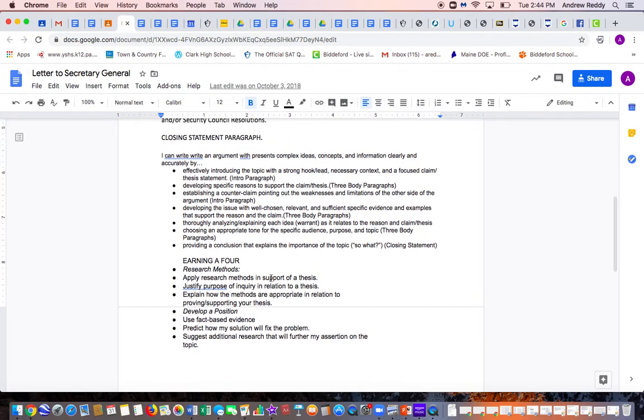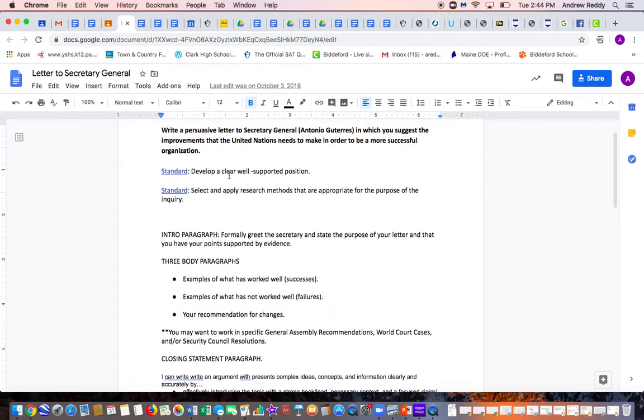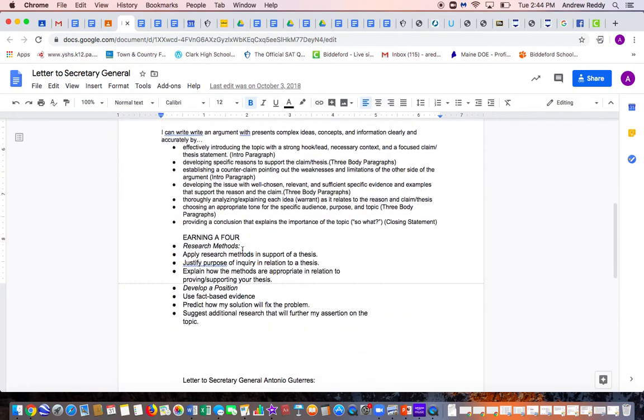Now, as far as earning a 4 on this, all of this work will meet both of these standards. In order to exceed the standard for research methods, you make sure that your research methods are supporting that thesis and that you are saying how your research methods supported your thesis. As far as developing a position, using fact-based evidence. Predict how your solution will fix the problem.